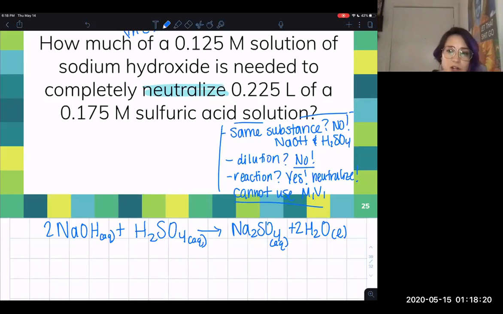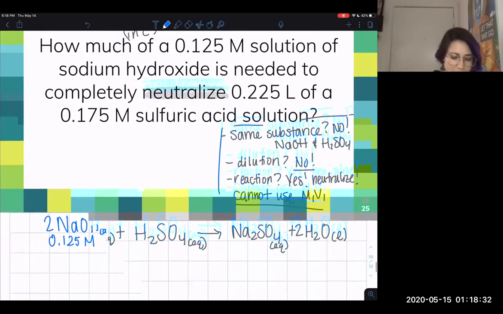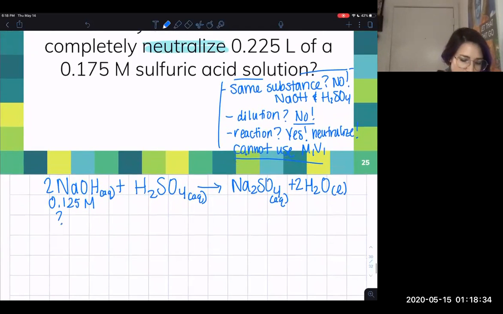So underneath the sodium hydroxide, I'm gonna write everything I know about sodium hydroxide. I know 0.125 molar goes with sodium hydroxide. Just let it stay for right now. And I wanna know how much sodium hydroxide, so I'm gonna say, I wanna know question mark liters of sodium hydroxide.